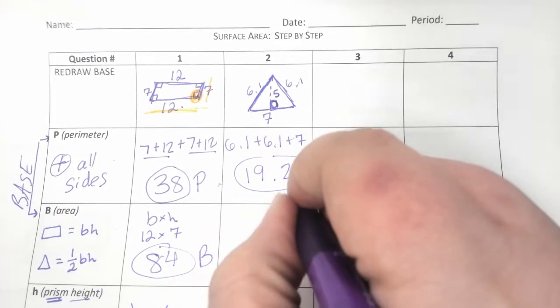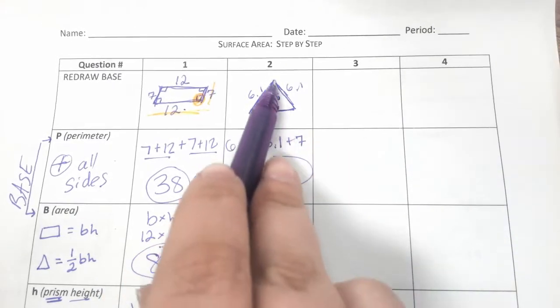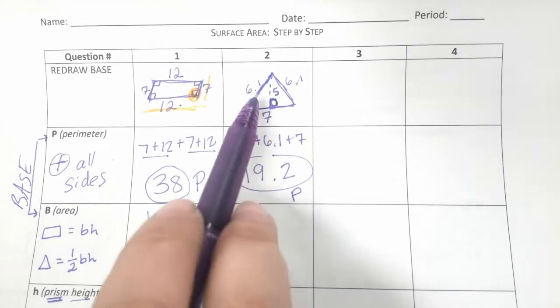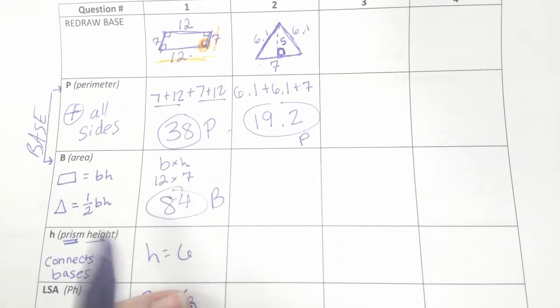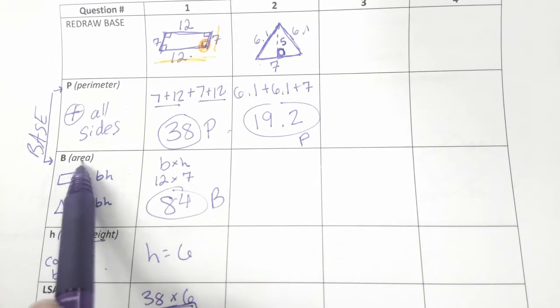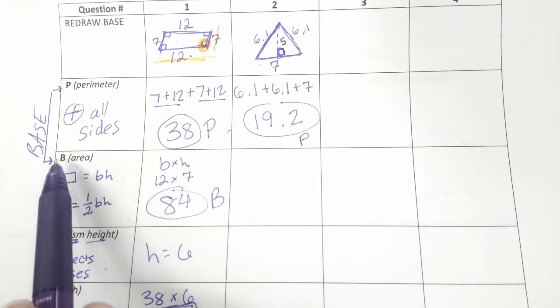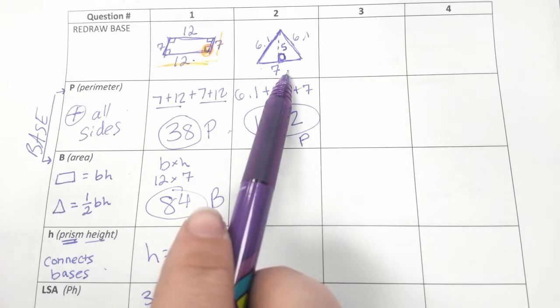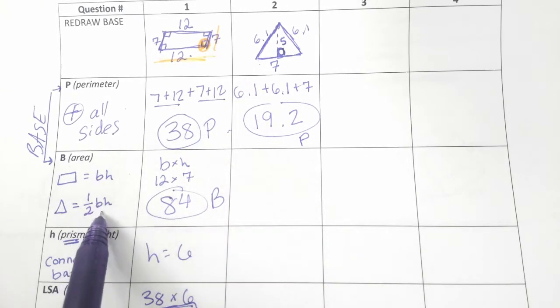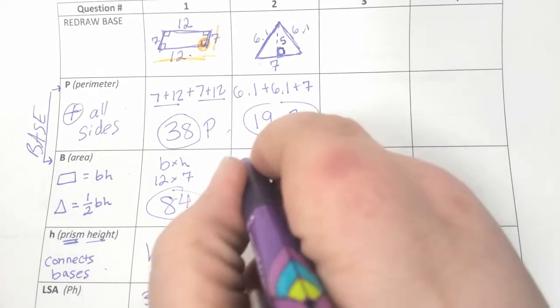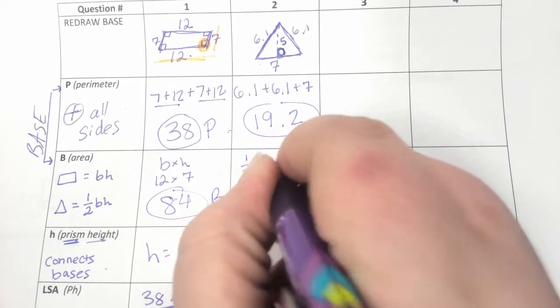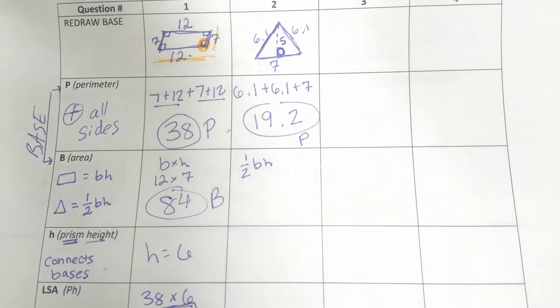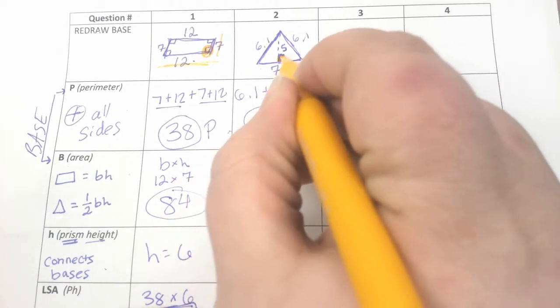And that's capital P, the perimeter of the triangular base. The next letter we need to look for is capital B. Capital B stands for the area of the base. Number 2, the area is a triangle, so we'll use the formula half BH. Remember, B and H are the two numbers that outline the 90-degree angle.